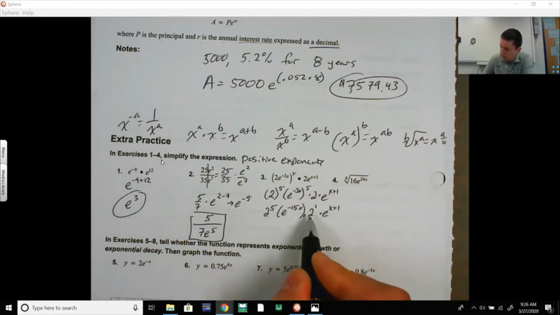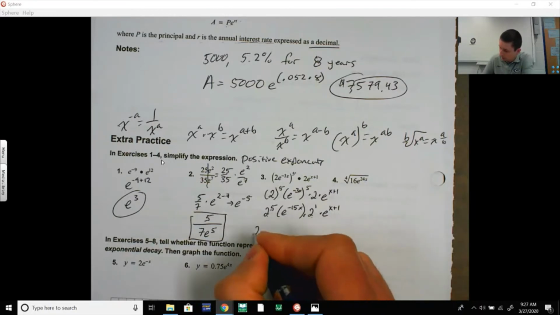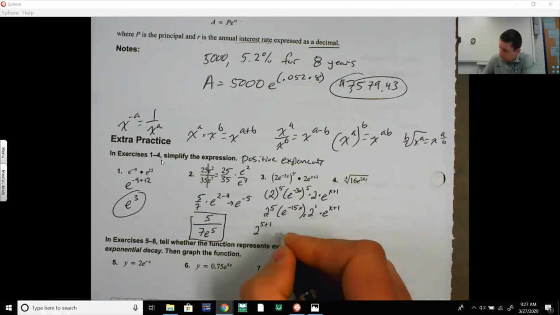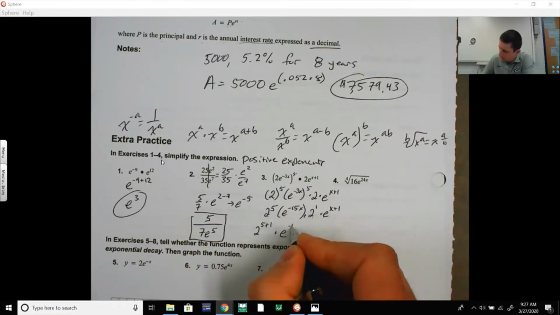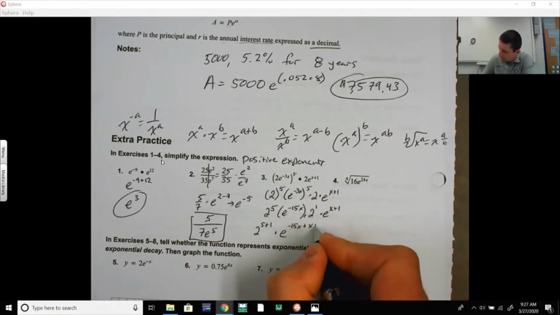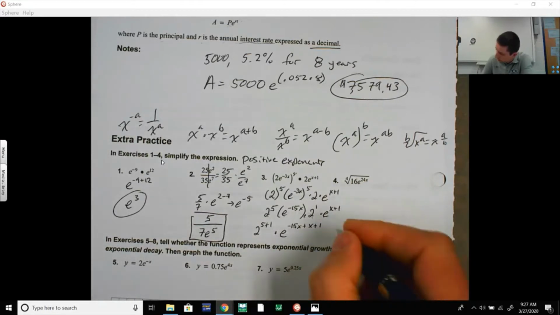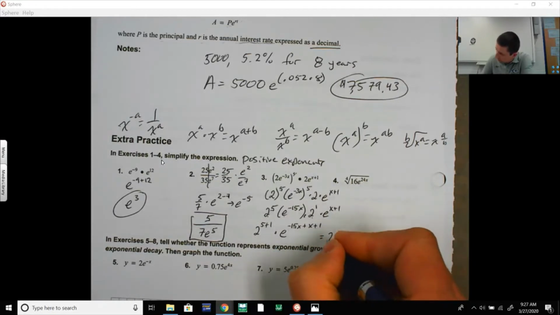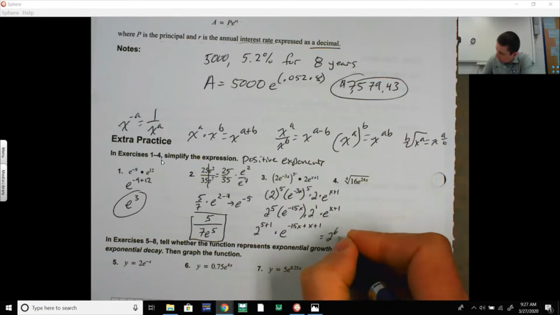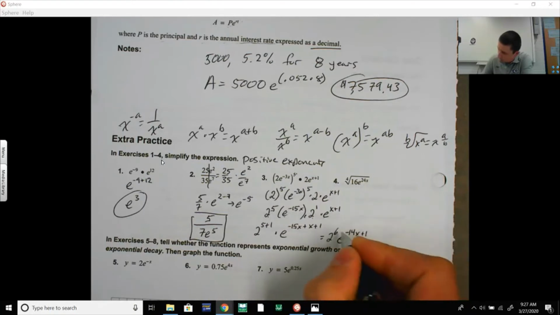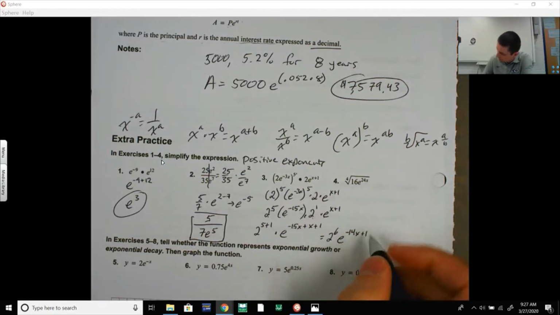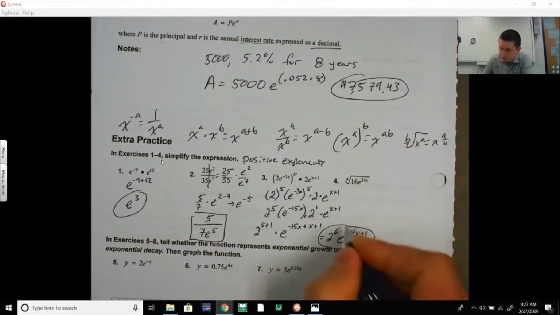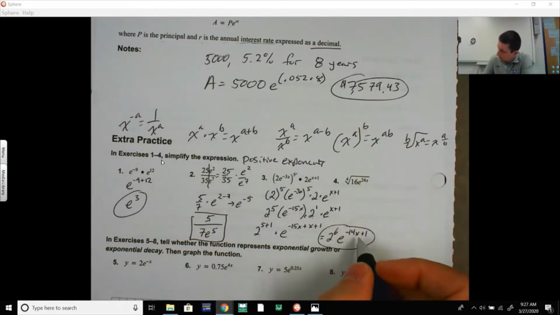So you see you have a common base of the 2's. So we can take 2 to the 5 plus 1. And then we have a common base of the e's. So e to the negative 15x plus x plus 1. Because you're multiplying them, you're going to add your exponents there. So you get 2 to the 6th, I believe that's 64, and e to the negative 14x plus 1. So you can put the 64 there. Yes, it's 64, but I'm running out of room there. So 64, e to the negative 14x plus 1.